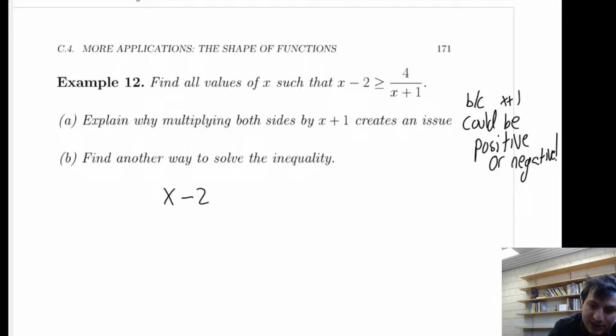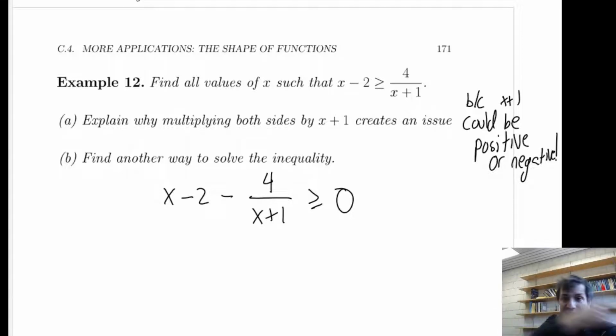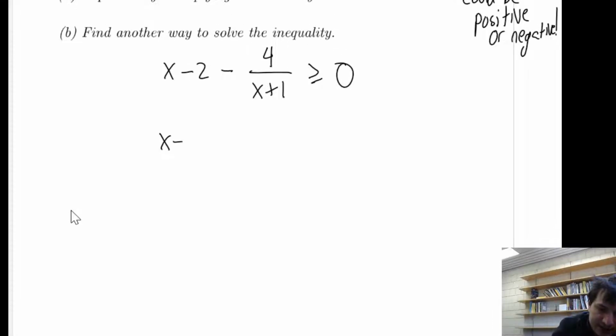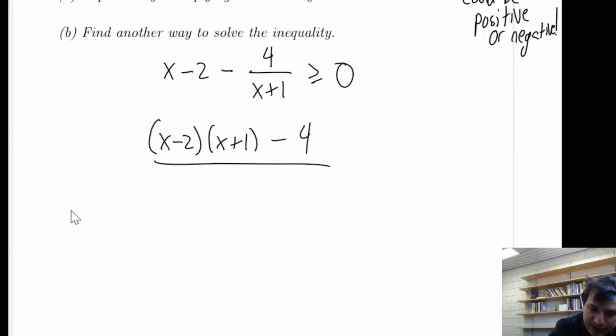We're going to take the 4 over x plus 1 and move it to the other side, so it looks like that. That's subtraction, so it doesn't involve any flipping. And now I can do a common denominator, to get x minus 2 times x plus 1 minus 4, over x plus 1.